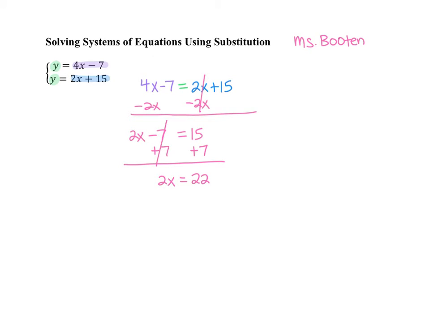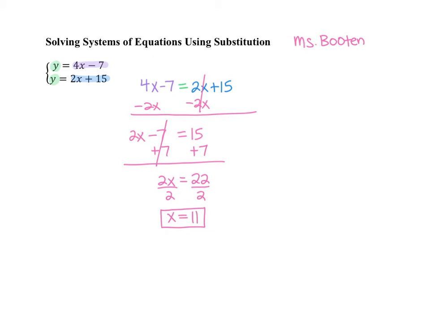Now we're down to a one-step problem. Remember, this is multiplication, so to undo multiplication, we divide. We will divide each side by 2. 2x divided by 2 is x, and 22 divided by 2 is 11. So x is equal to 11. We just solved for the first variable. x is equal to 11.